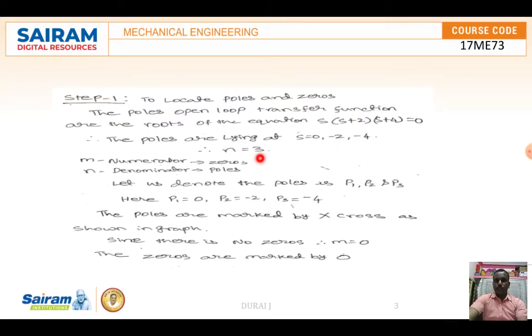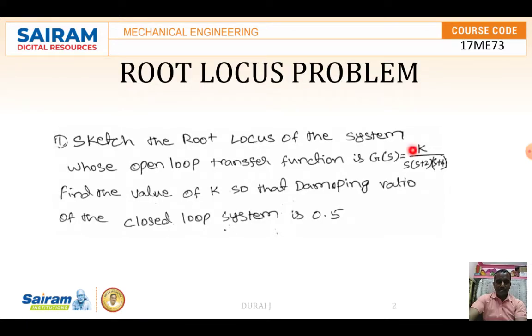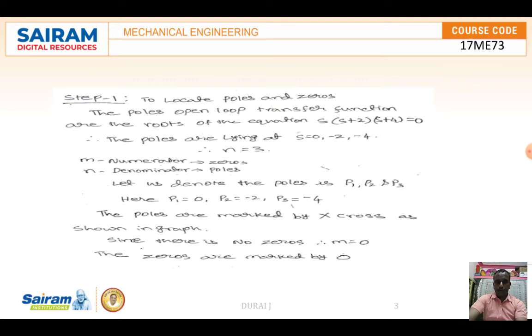Now to find the number of poles, we equate s into (s plus 2) into (s plus 4) to 0, so it becomes s equal to 0, s equal to minus 2, s equal to minus 4. So like this we get 3 poles. I am going to write s is equal to 0, minus 2, minus 4. So the number of poles, marked as n, is equal to 3.